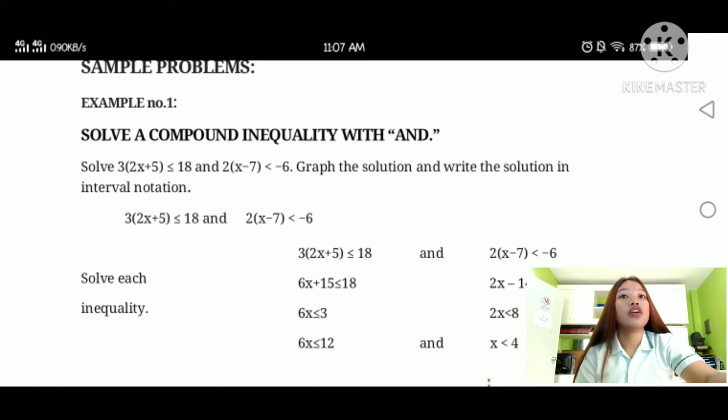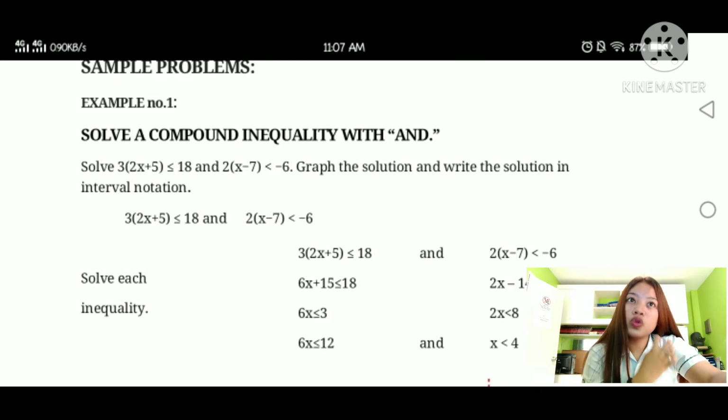So you need to solve the inequality. The answer is 6x is less than or equal to 1/2. On the other side, 2 times x minus 7 is less than negative 6. So 2 times x is 2x, minus 2 times negative 7 is negative 14, less than negative 6. So 2x is less than 8. Why 8? Because negative 6 plus 14 is positive 8. And then x is less than 4.